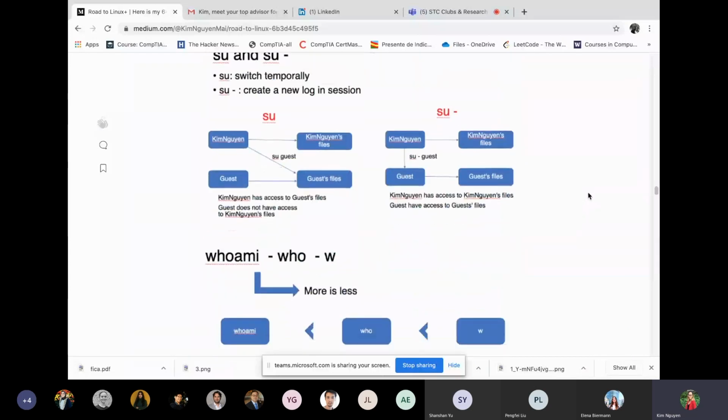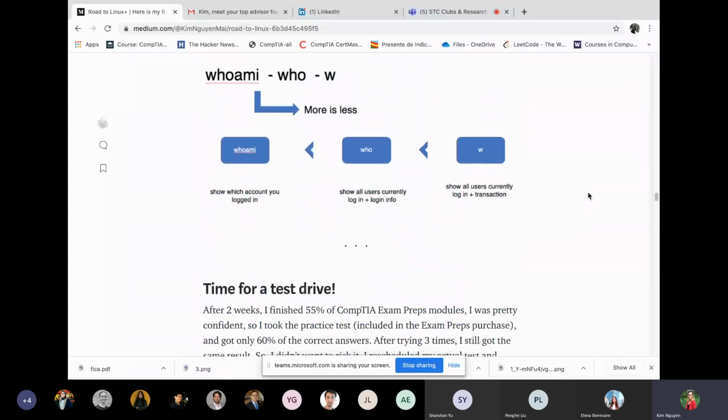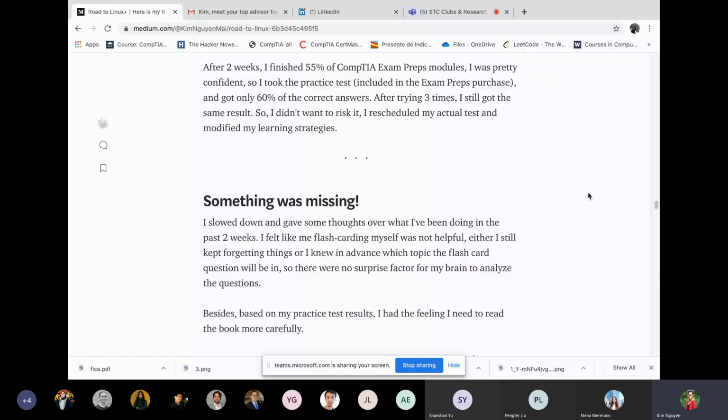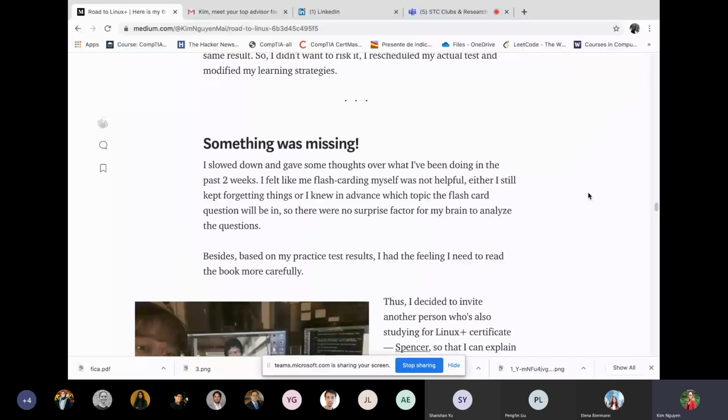And also, I always feel like having to explain things to other people makes me understand things better. That's the experience I got from being a TA. So I thought, okay, I'm going to find another person who's also studying Linux Plus and join me, so that I can practice explaining things. So I asked Spencer, hey, do you have time? Can I try to explain some Linux Plus concepts to you? And Spencer was super nice and he said, yeah, let's do it. So here we are, a lot of nights like this.